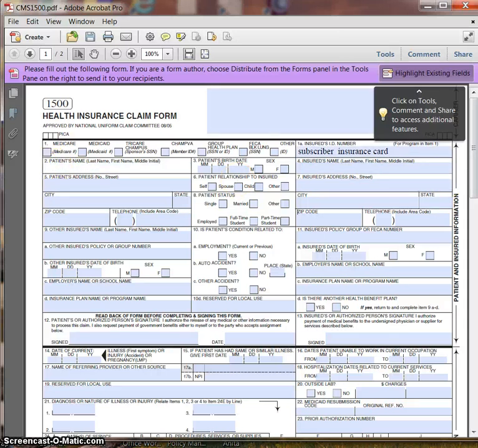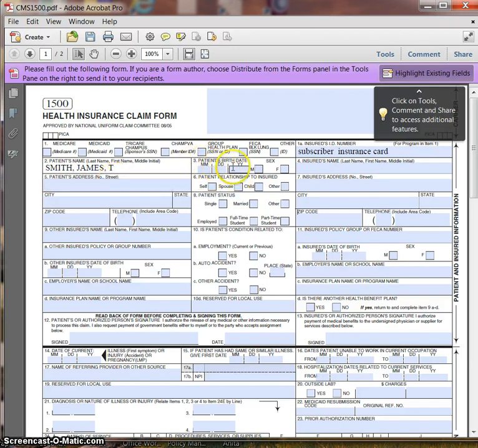Number 2 is the patient's name, and we're just going to use a random name, and it goes by always last name and comma first name. We would put then a comma and then their middle initial. Remember that all of these letters need to be capitals, so you want to make sure that your caps lock is on, and you don't have to worry about holding down the shift key.